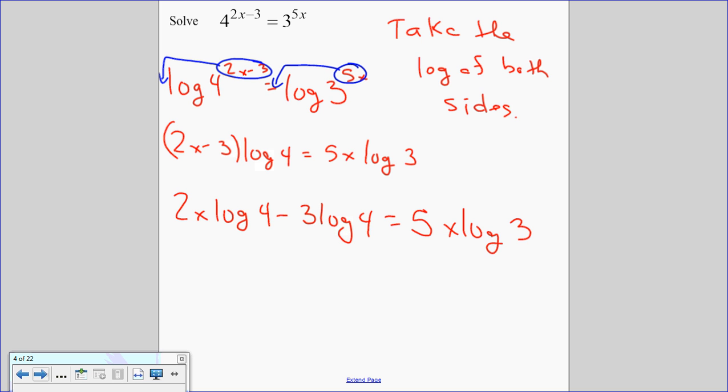So anything with an x in it, I'll move to one side. Anything without an x, I'll put to the other side. So let's see.